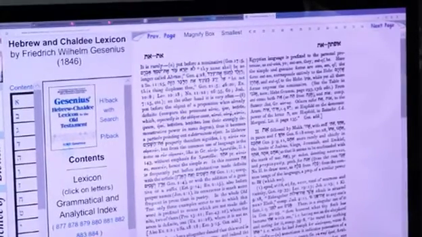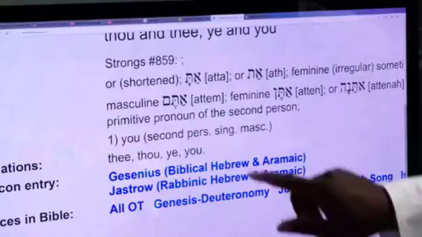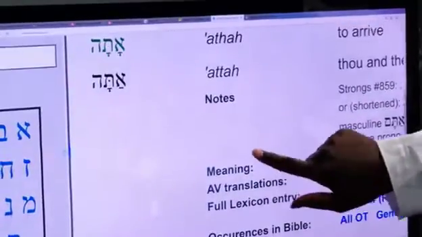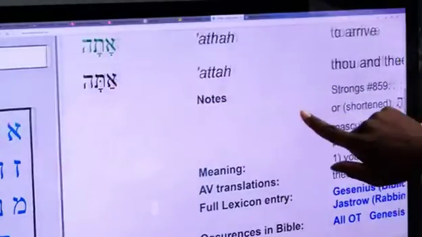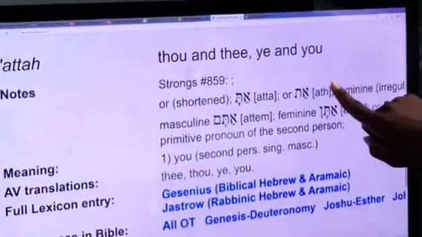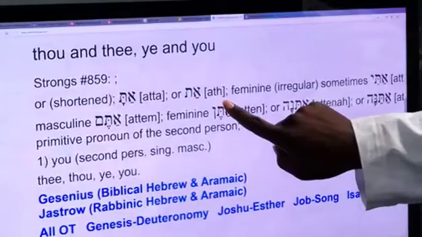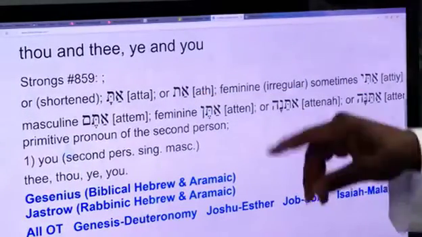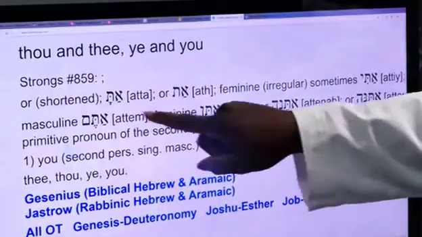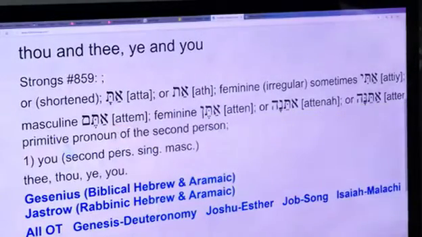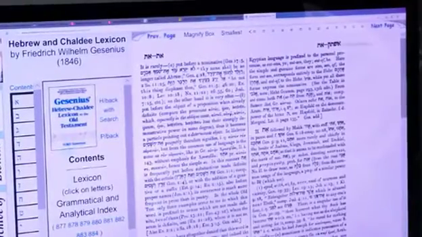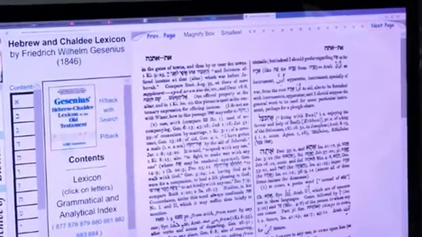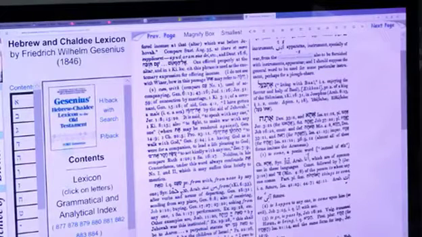But you can see that it does show us in two-letter lookup that a tha is thou, thee, ye, and you. It shows you the feminine form, which we're going to cover. It shows you the Aramaic form. And it also shows you the masculine form, which we showed you a scriptural example earlier. Okay? So let's keep moving. Okay, here we go. All right.